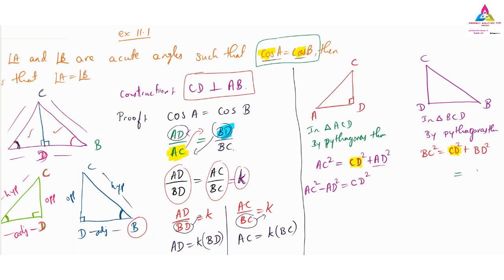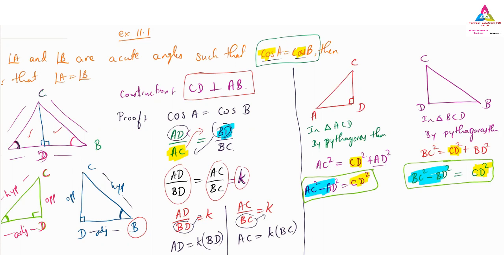The same rule I will apply for this. I will keep that CD square on the right hand side only. BC square I will write here only. BD square I am shifting, it will become minus BD square. So now you can see there are two equations, and both are in the form CD square is equal to. CD square and CD square are equal. What about the left hand side? These two will be equal or not?